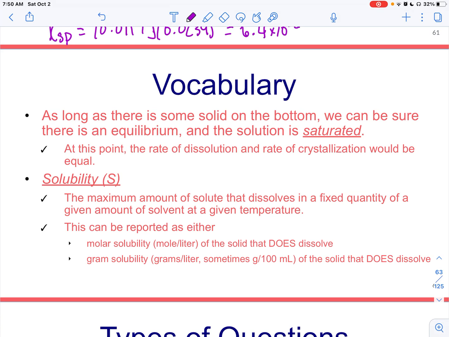Solubility, which we're going to be using quite a bit on this topic, is the maximum amount of solute that dissolves in a given quantity of solvent at a given temperature. So you can have either molar solubility, moles per liter, of the solid that is dissolved, or gram solubility, grams per liter, of the solid that does dissolve. So when we ask what the molar solubility or the gram solubility is, we're asking how much is dissolved in a saturated solution.